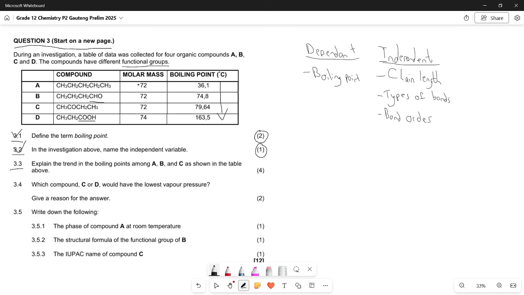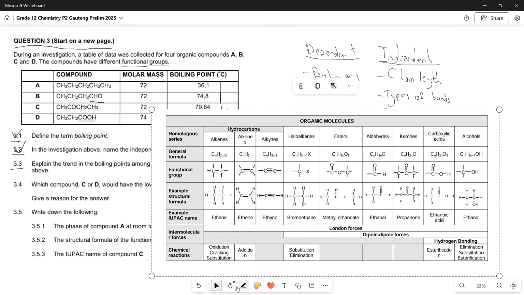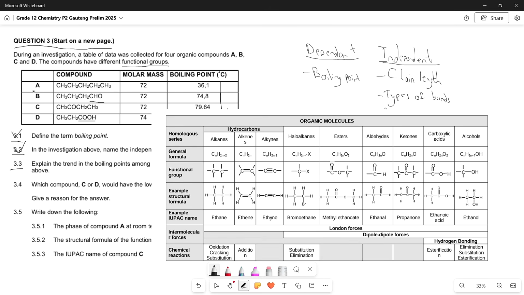3.3 says, explain the trend in the boiling points among A, B, and C as shown in the table above. So just A, B, and C based on them having the same molar mass, even though they have different amounts of C's. A has 1, 2, 3, 4, 5 C's, B has 1, 2, 3, 4 C's, and C has 1, 2, 3, 4 C's as well. So on this sheet over here, we're going to compare A, B, and C as they mentioned, and we're just going to reference this organic molecule sheet so that we can see what type of bonds we're dealing with. Because if we have different functional groups, we have different types of bonds, and we just need to see what type of bonds do they actually have so that we can compare them.